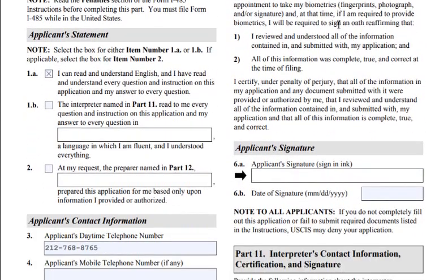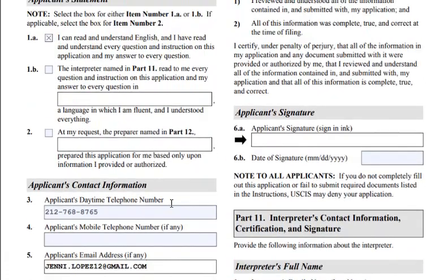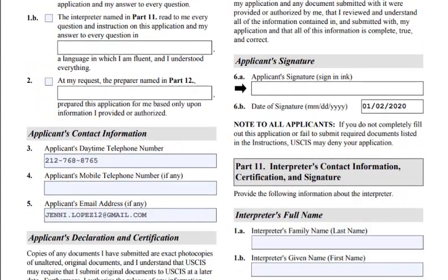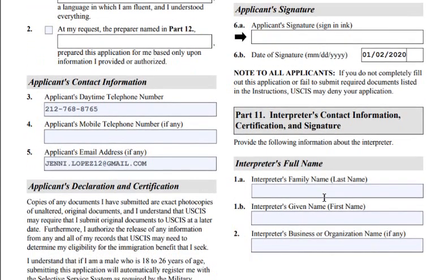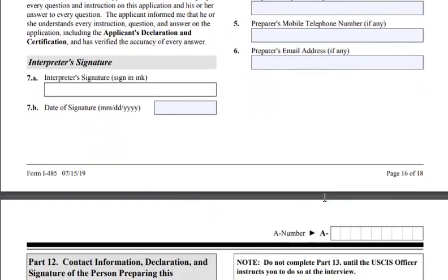You'll need to read the statement so you can have a better understanding of what you are agreeing to. Then your signature. Remember, you cannot use the computer to sign. You need to sign with black ink and add the date of the signature. Interpreter contact information, if an interpreter filled out this form for you. And if a preparer filled out the form, they will also need to fill this out.